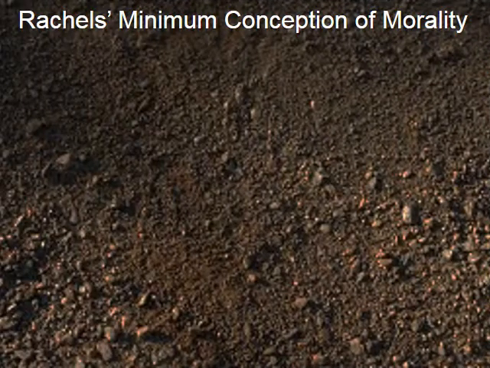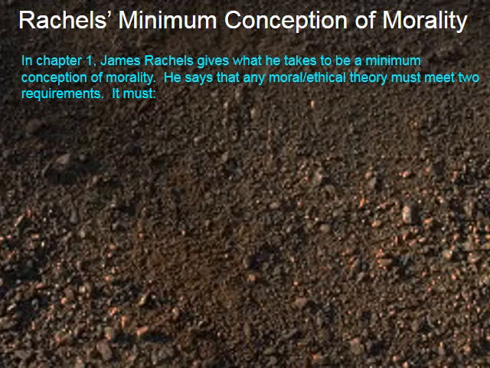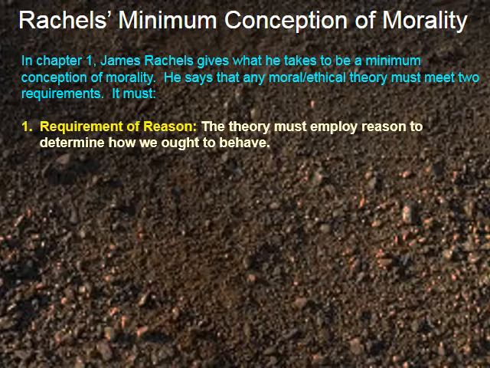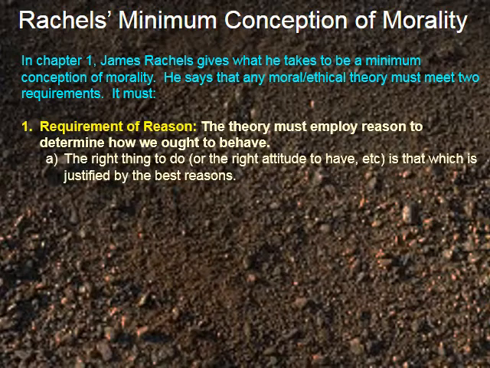Rachels's minimum conception of morality. In Chapter 1, James Rachels gives what he takes to be a minimum conception of morality. He says that any moral or ethical theory must meet two requirements. It must include a requirement of reason. The theory must employ reason to determine how we ought to behave. This says that the right thing to do morally, or the right attitude to have, is that which is justified by the best reasons.